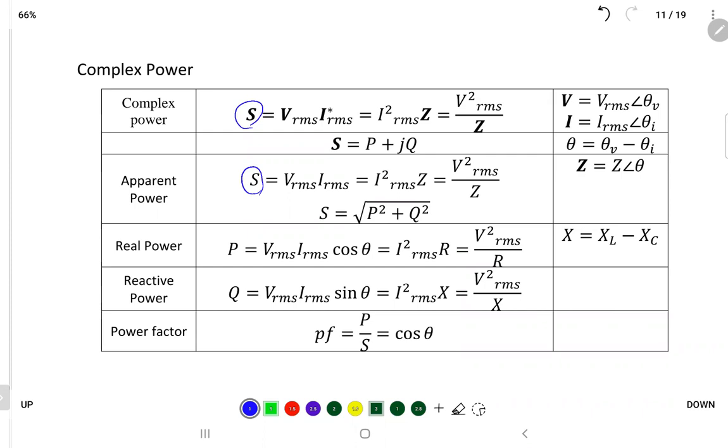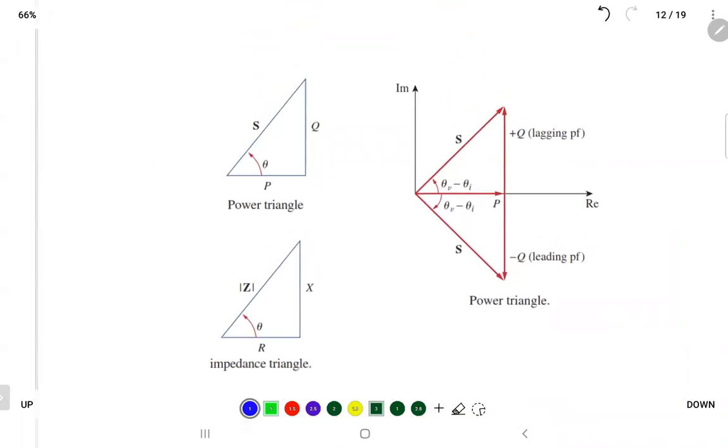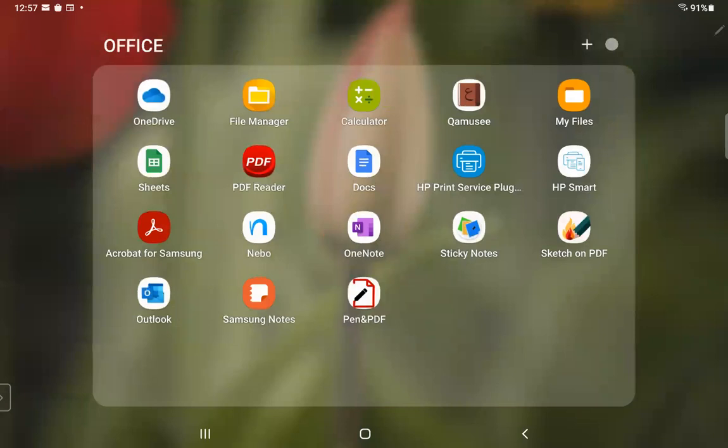And that's very important. Let me just give you a quick example. If I have, okay, I don't have space here. Let me just open something else.